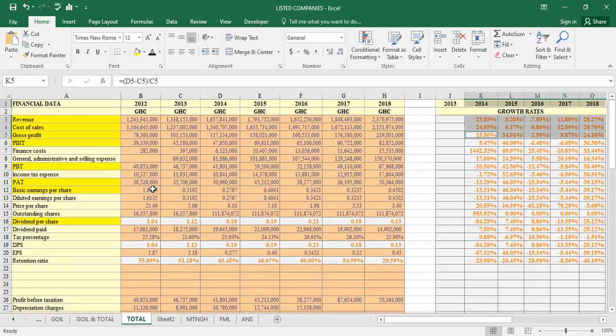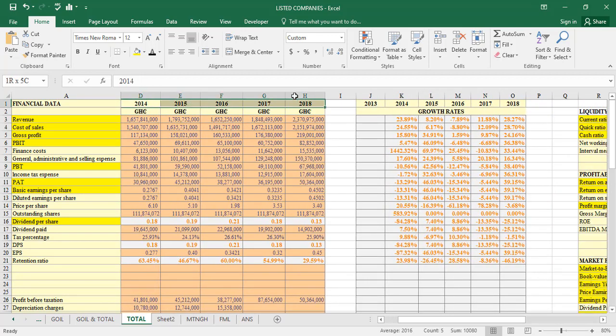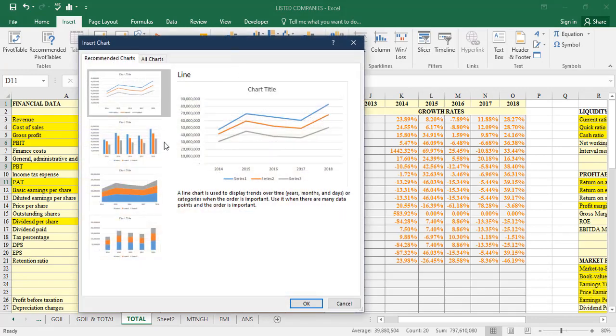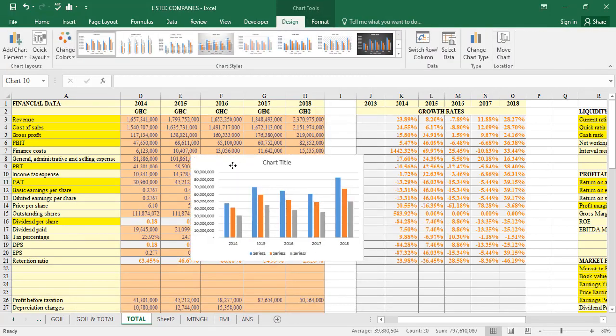Now let's look at other elements that we will look at. So we will look at the profit before interest and tax, then you look at the profit before tax, then you look at the profit after tax. Very important elements to be looked at. So let's bring them here.